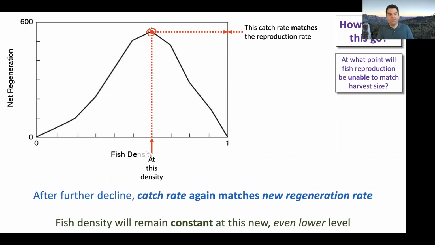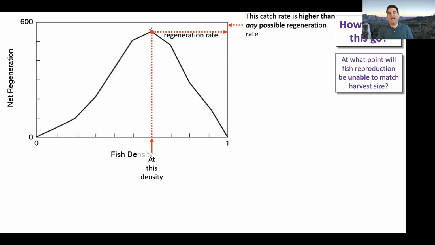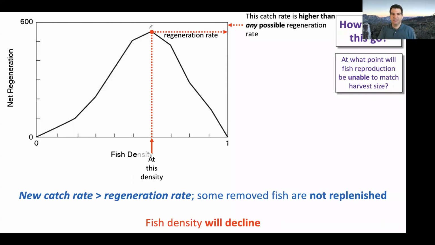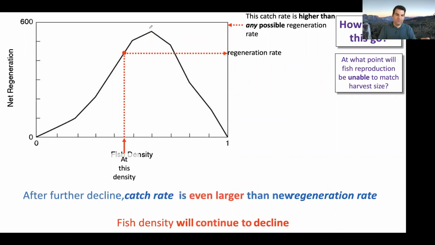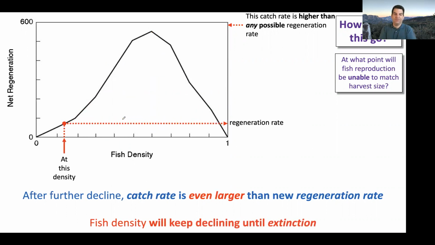And so that point right there: any catch rate higher than this is higher than the maximum regeneration rate. There's no way that fish can compensate, and it guarantees that you're just going to get lower and lower and lower densities. That's what's going to end up happening. If you stay up here at your catch rate, then your regeneration rate is actually going to get lower as your fish density gets lower. This is just going to keep on happening further and further until your fish go extinct.